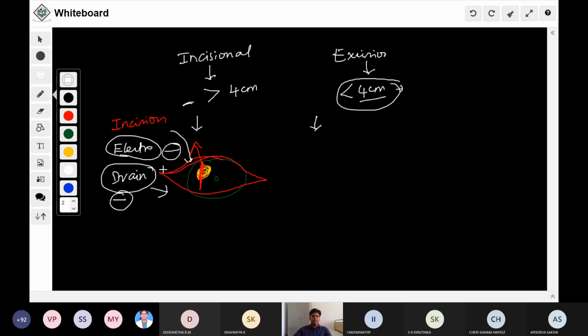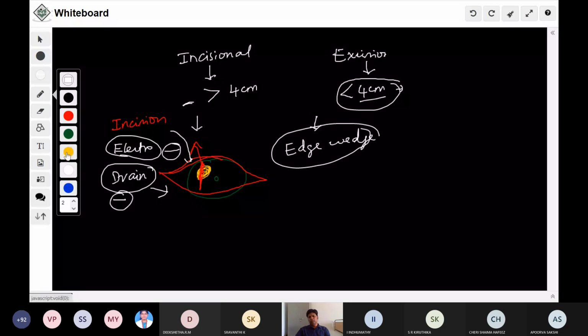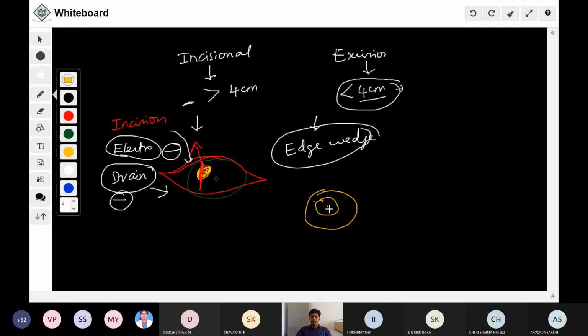And one more biopsy in carcinoma breast is the edge wedge biopsy. This is ideally indicated in a patient presenting with a breast lump with an ulcer over the lump. In that case, you take an edge wedge biopsy. You take a wedge from the peripheral aspect, including the edge of the ulcer. This is called edge wedge biopsy.